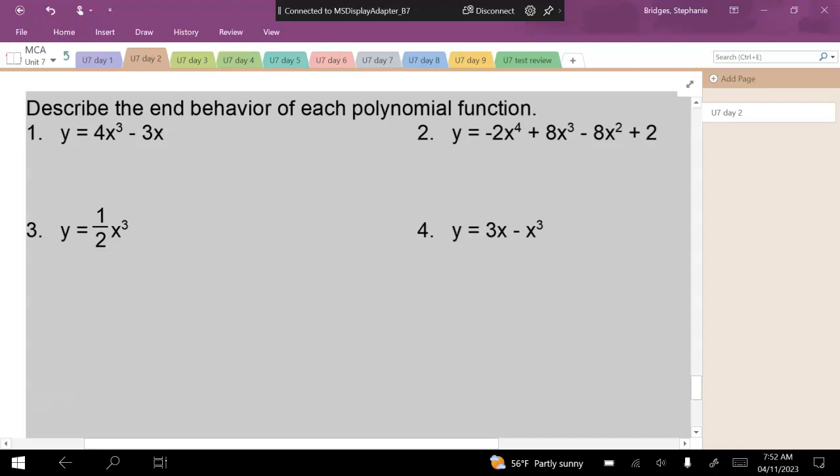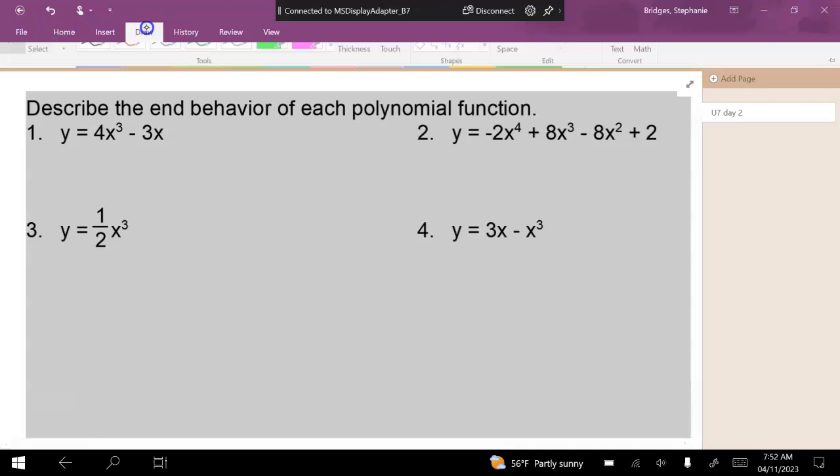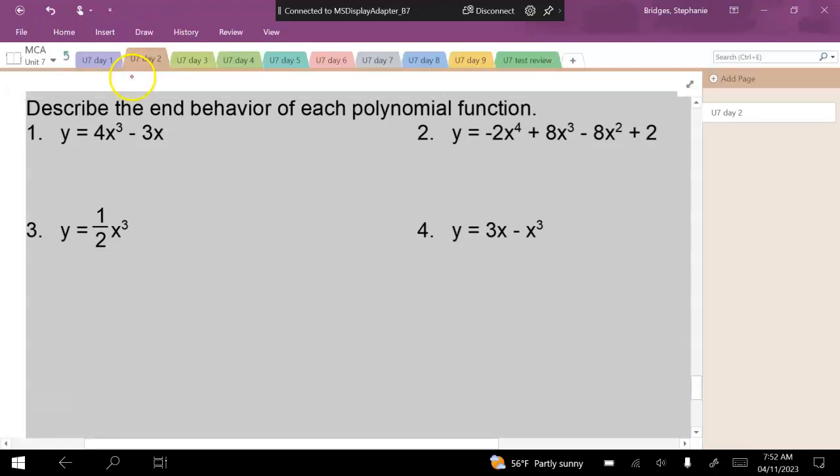Okay, so the first line is y equals 4x to the third minus 3x. So what is the highest degree on that one? It is a 3. Okay. So that's odd. So it's going to be like a line. We just have to determine if that line is going to have a positive slope or a negative slope.